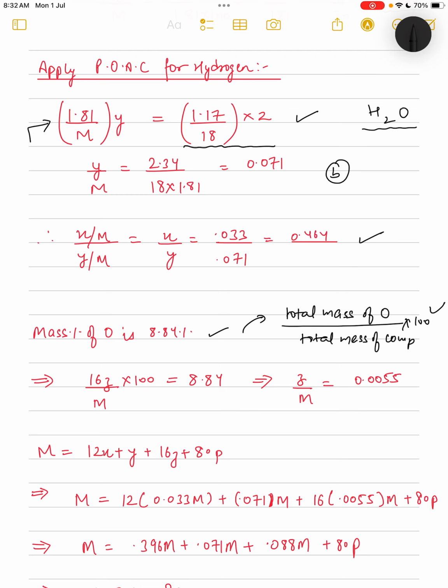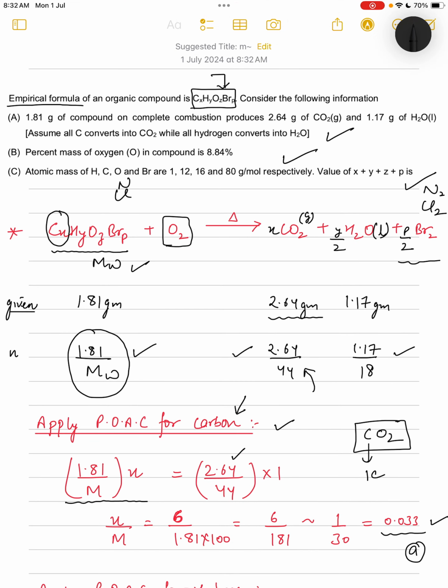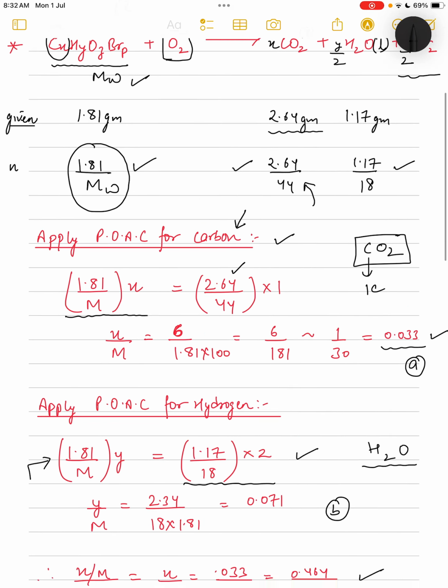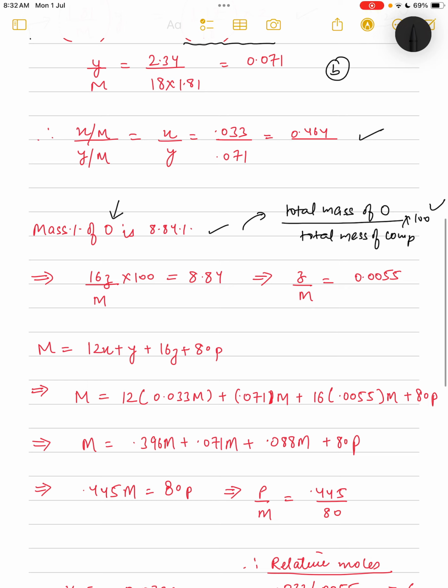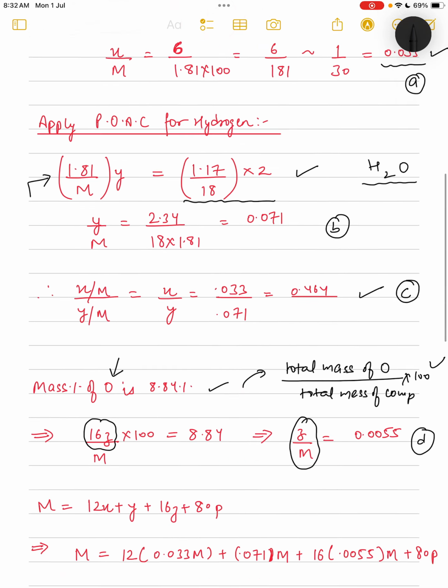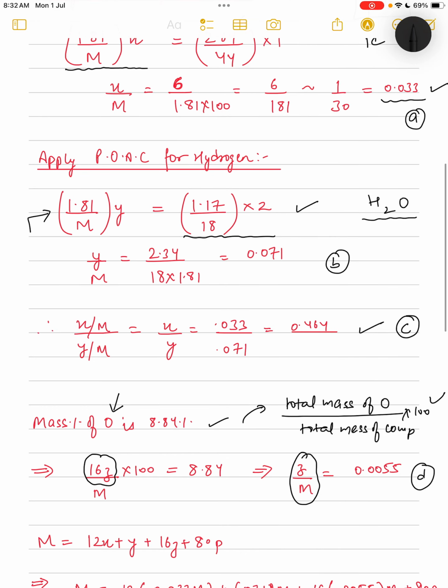Since here the oxygen is the element we are talking about, if you look at the hydrocarbon, it contains Z atoms of oxygen in one molecule, right? And one atom has the mass of 16, so Z atoms will be having 16Z. So 16Z upon total mass m into 100 is equal to 8.84. So from here we will get the ratio of Z by m. Let's say this is equation C and this is equation D. So we have obtained till now x by m, y by m, and z by m.